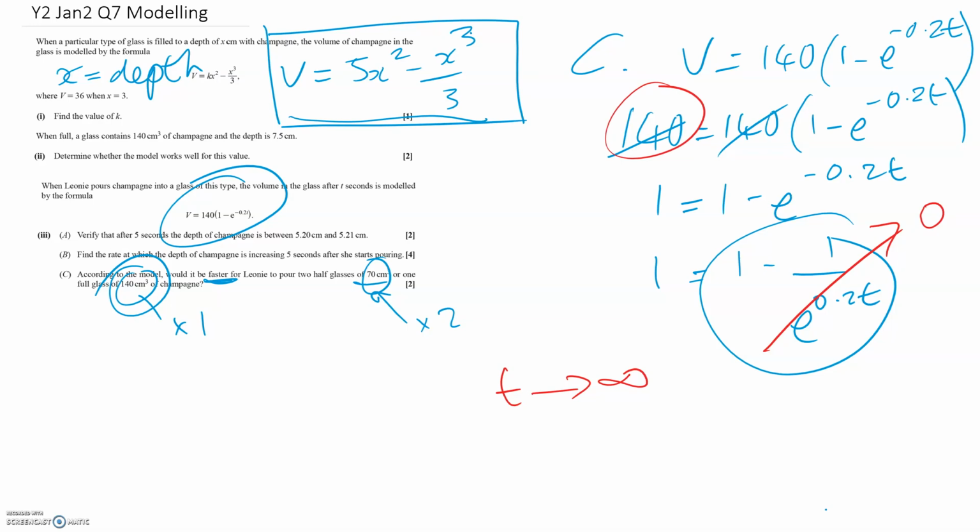In other words, to get a glass of 140 centimeters cubed, it's going to take infinitely long, which is not ideal when you're pouring champagne. So it's better to have 2 half glasses. I don't know how long that's going to take, but it's certainly going to be quicker than infinity. So it's quicker to have 2 half glasses.